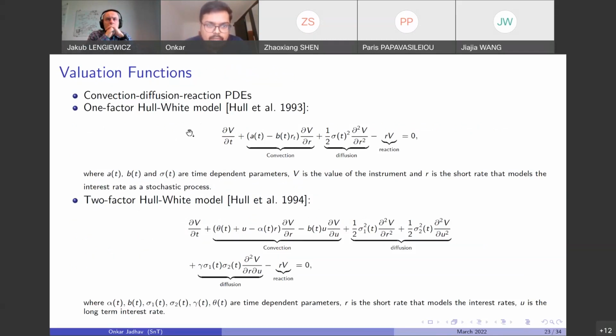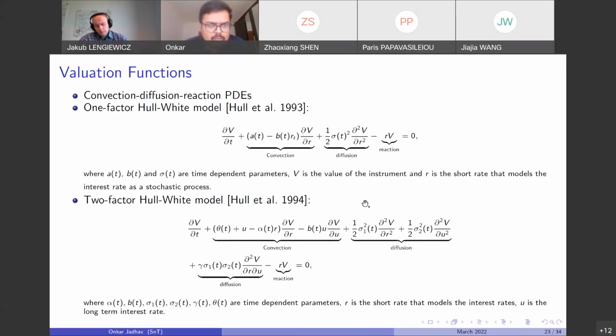These models are quite advantageous because of two things. First of all, you can see that the parameters A, B, and sigma are all time-dependent parameters. Similarly, in the case of the two-factor model, the parameters theta, alpha, B, sigma 1, and sigma 2 are time-dependent. And second, the European market currently has negative interest rates, and these models can treat negative interest rates.